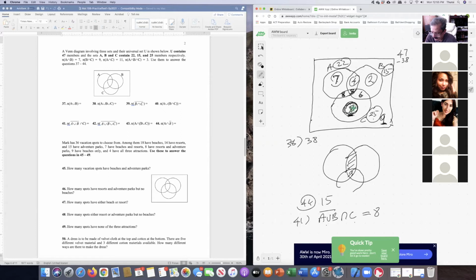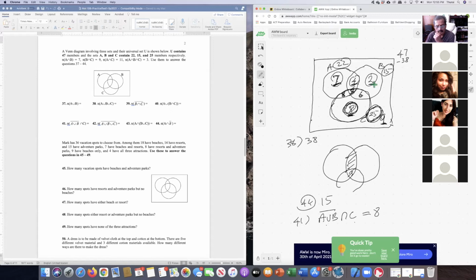So if I add up all the sections in C, that's 25. You know that it's already 25, so everything in C is 25. To that, you need to add the 7, 4, and 2. That'll give you the union of the 3. That's what 38 is.